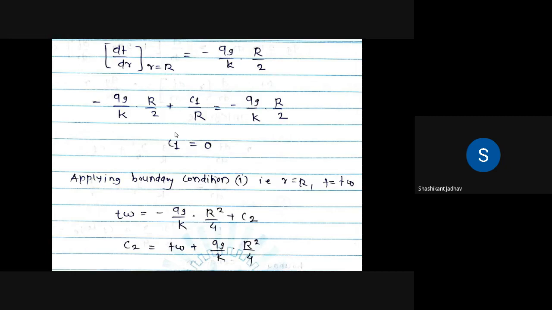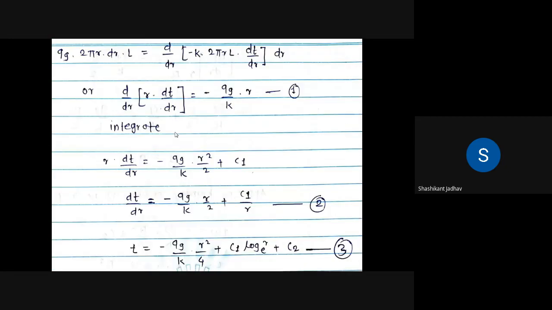Okay, so put this boundary condition into the temperature equation. From equation number 3, we have to put the value of r is equal to capital R, then t is equal to tw. So in this equation number 3, we have to put those values.